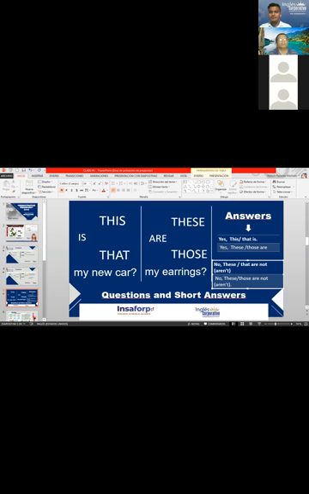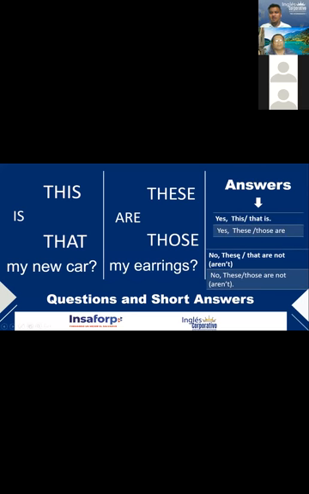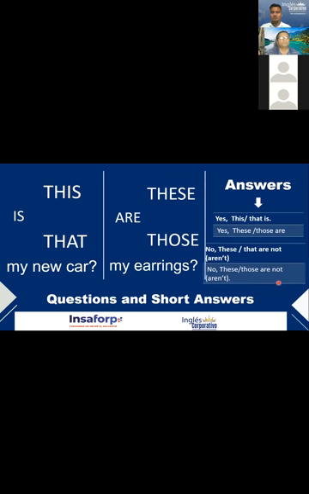All right. So if you're saying no, you have to say no, that, this, are not, or you can use the contracted form of the verb be that you already know. You can say no, these aren't, no, those aren't. You can use the contracted form or you can just say are not, okay? That's very simple.